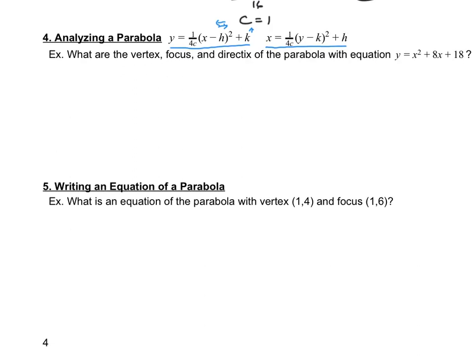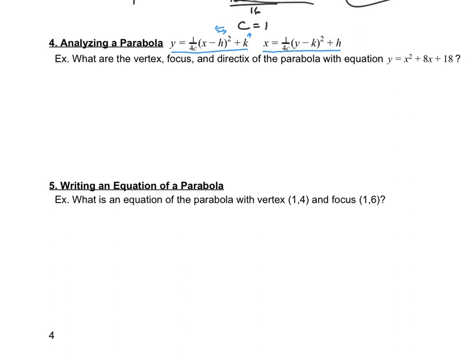And so let's see here. Let's start with: what are the vertex, focus, and directrix of the parabola with equation y equals x squared plus 8x plus 18? And goodness, I think we need to do some completing the square here. We want to get it to vertex form, so I know that y is going to be equal to x squared plus 8x, and getting it in vertex form, I'm going to have to do completing the square.